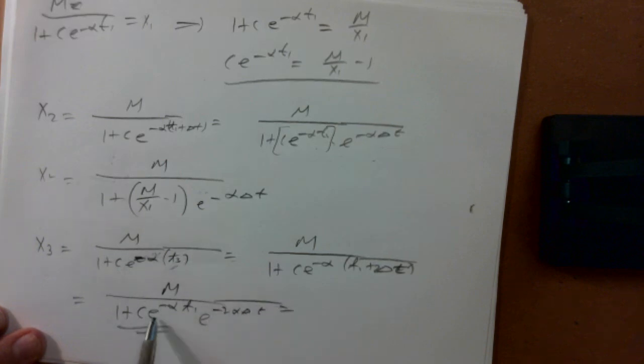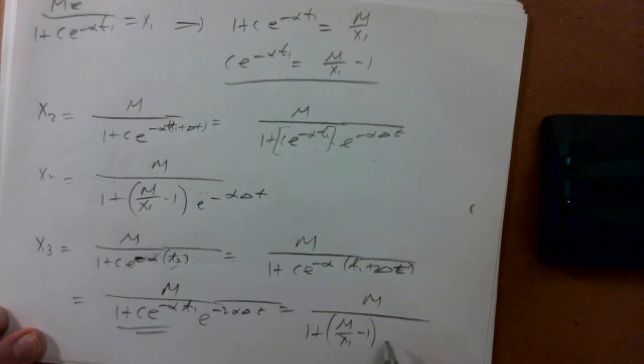We already saw what this is. I can replace this with this. This is m over one plus m over x1 minus 1 e to the minus 2 alpha delta t.